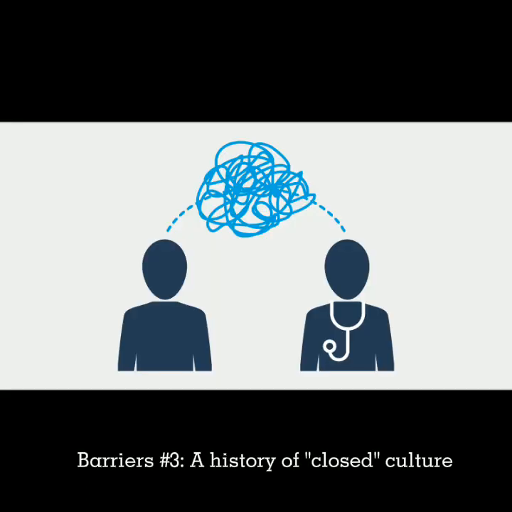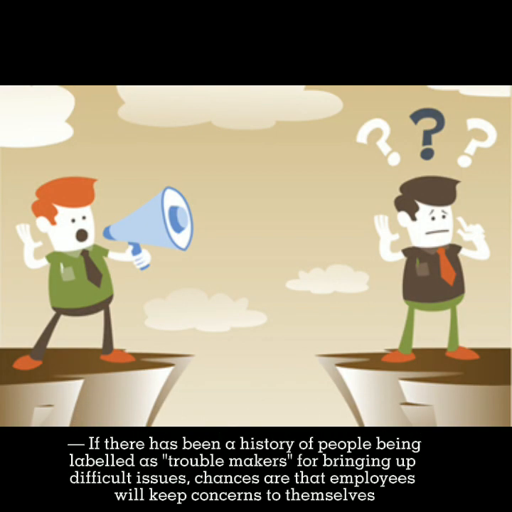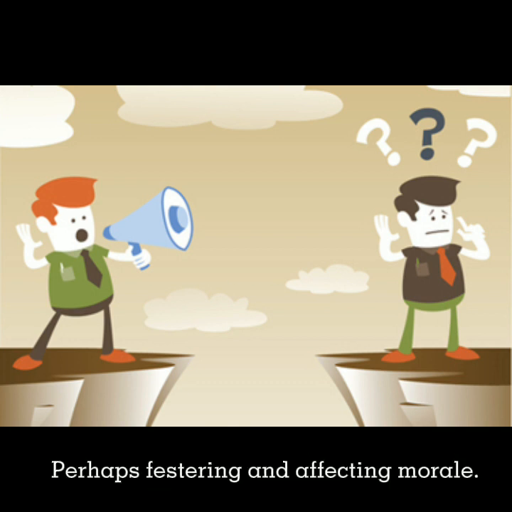Barrier number 3. A history of closed culture. If there has been a history of people being labeled as troublemakers for bringing up difficult issues, chances are that employees will keep concerns to themselves, perhaps festering and affecting morale.